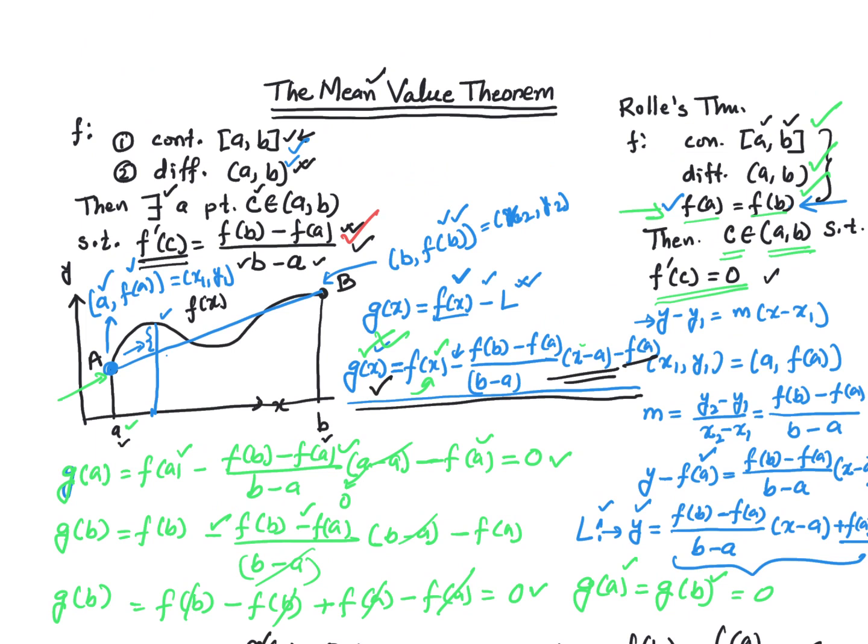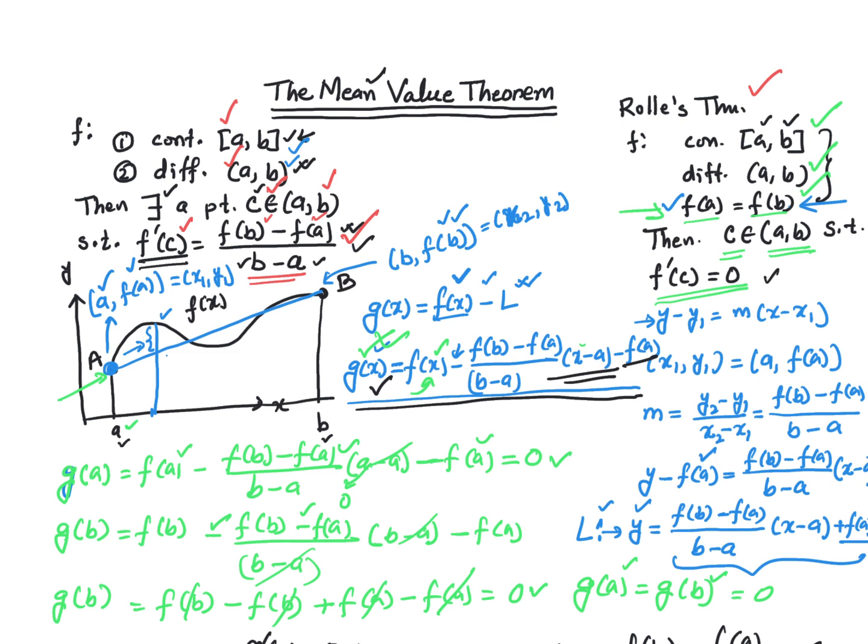So we just showed that given that a function is continuous on the closed interval AB and differentiable in the open interval AB, then there exists a point C in the open interval AB such that f prime of C is equal to f of B minus f of A divided by B minus A. This proves the mean value theorem. So, just to summarize, we use Rolle's theorem to prove the mean value theorem.